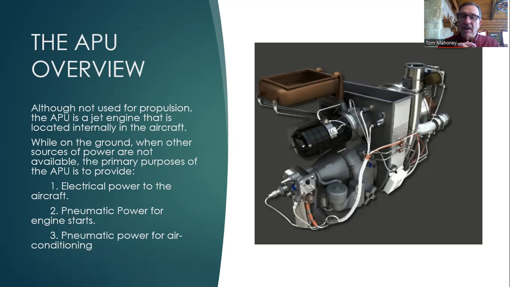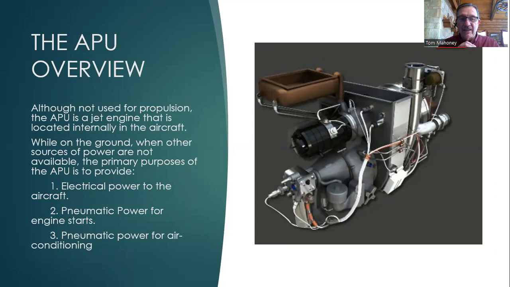Obviously, these are what we call electric jets. You would want to make sure that they always had electrical power available to them when they're in flight. Okay, while on the ground, other sources of power are not available. The primary purpose of the APU is to provide electrical power to the aircraft. Again, 115 volts at 400 cycles.